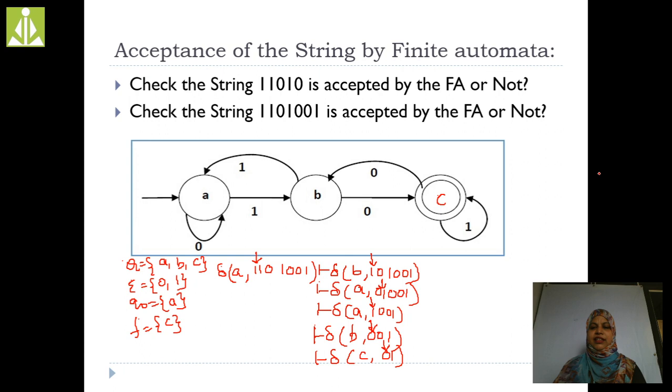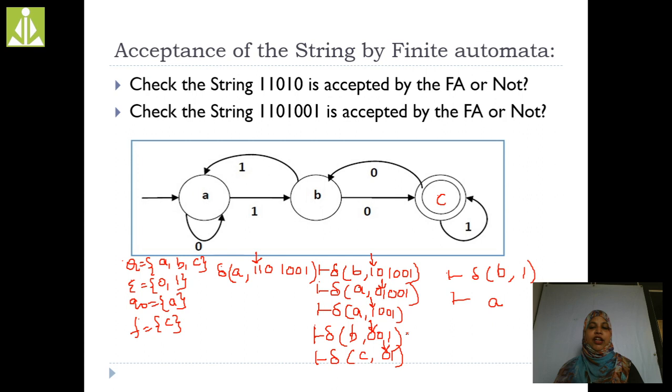B on 1 is A. We processed the complete string 1 1 0 1 0 0 1 on the given finite automata.